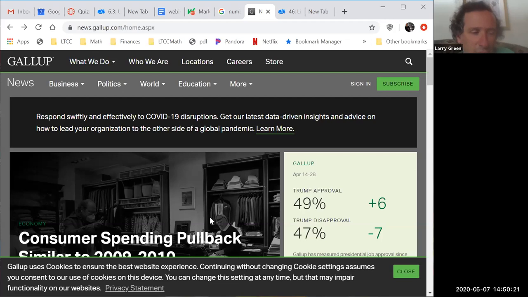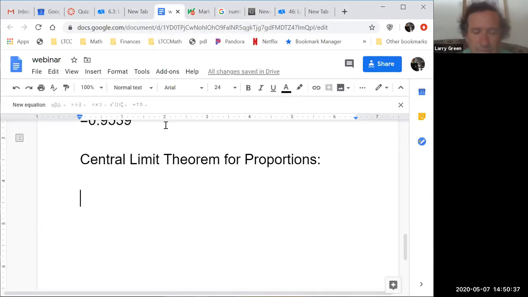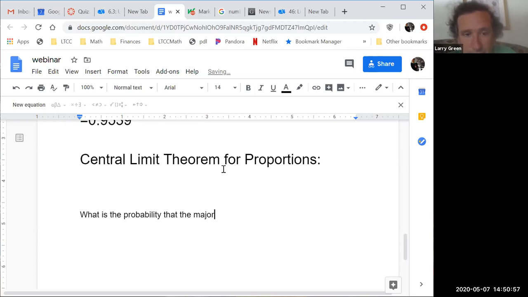So they didn't ask. So here's the question. We don't know if the majority of Americans approve of the job Trump's doing, but here's what we can do. Let's go back to a question I have for you. What is the probability that the majority of Americans approve of the way Trump is doing his job?